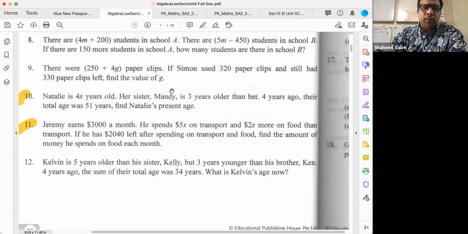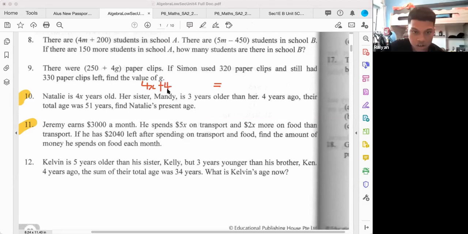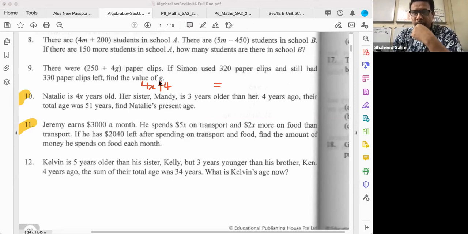Don't solve, you tell me the equation. Have you gotten the equation? Okay, what's your equation? You can tell me, or you want to show me, no problem. But this is 4x plus 4. Plus 4, is it? Yeah. And then? So far, this is what you've gotten.